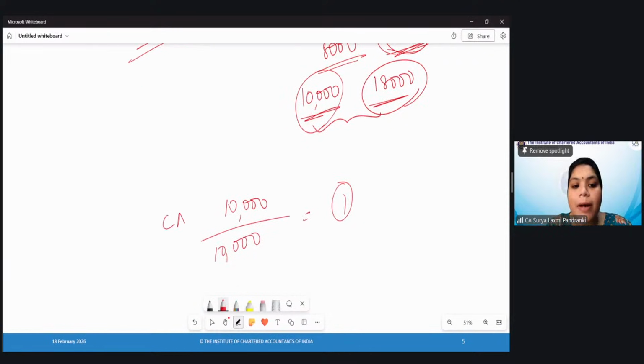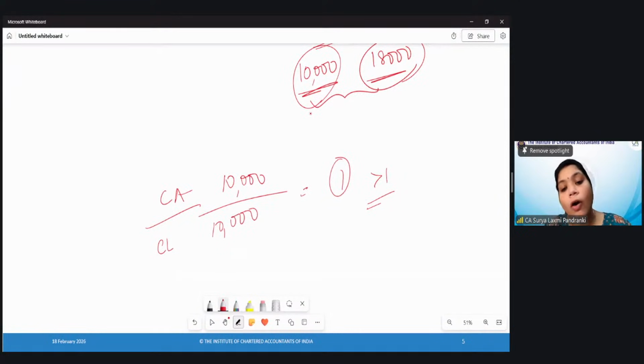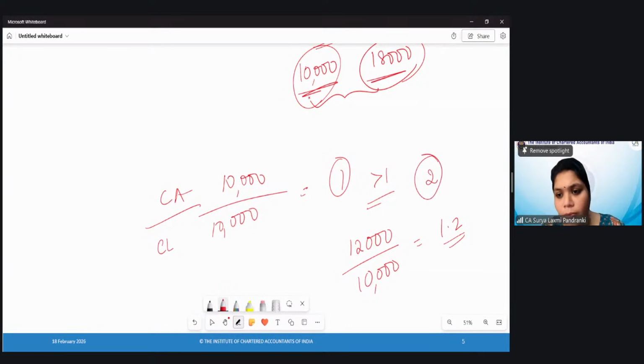Yes, ma'am. Current assets by current liabilities, if it is more than 1, it is good. More than 1 means what? You must have more of your current asset. Let's suppose it is 12,000 by 10,000. Then what is the answer? 1.2. This is good, right? Because you have more of your current assets and you can repay back your liabilities and still have some surplus. So anything more than 1 is ideal. Sometimes they say 2 also. Having 2 times your current liabilities is ideal, as per industry norms. But anything more than 1 is fine, because you're still able to repay back and have some surplus.